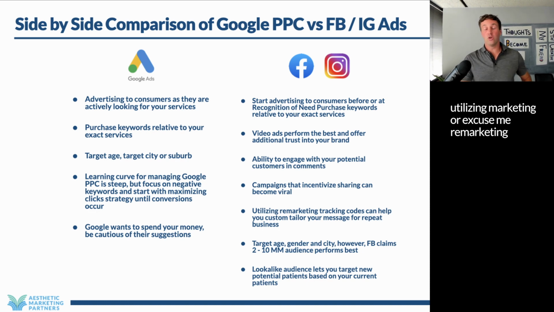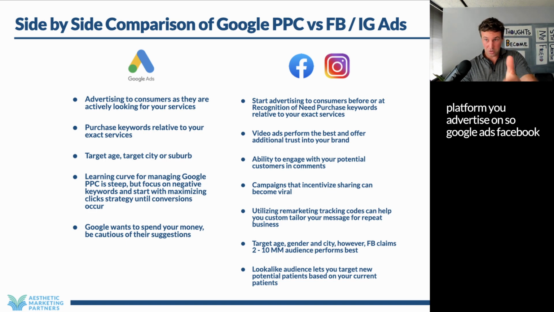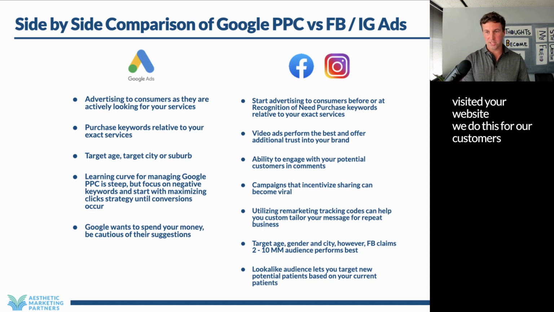Utilizing remarketing tracking codes can help you custom tailor your message for repeat business. So remarketing tracking code, that pretty much exists on every platform you advertise on. So Google Ads, Facebook ads, Instagram ads, TikTok, LinkedIn. That's a code that once they've visited your site, you can run an ad campaign just to show your ad to someone that visited your website.